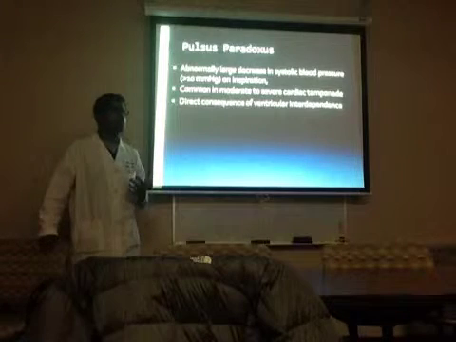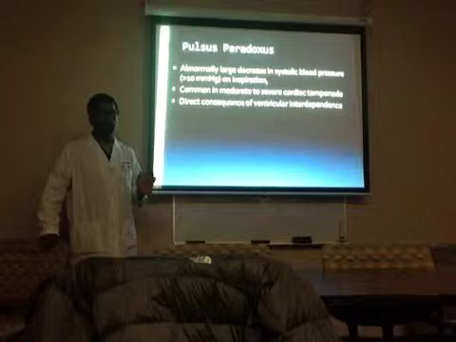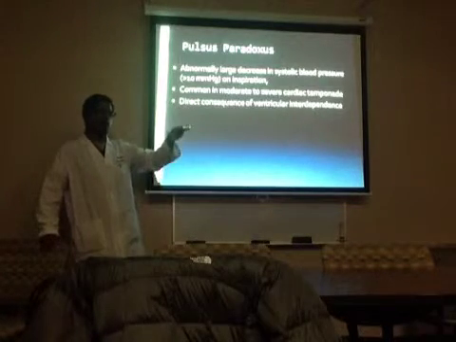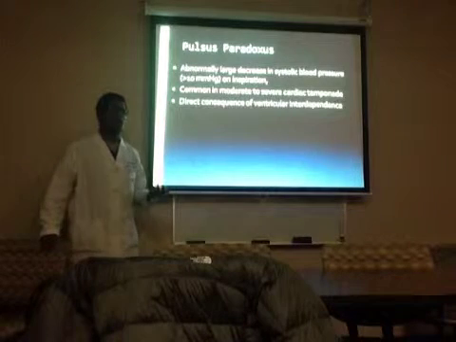That drop normally is not more than 10 to 12 millimeters of mercury. So let's say 10 millimeters of mercury. So there is an inspiratory fall in the systolic blood pressure of not more than 10 millimeters of mercury in a normal person.